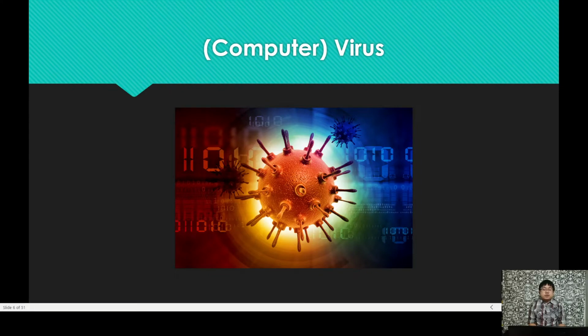So here is a computer virus. It doesn't really look like this. It looks more like a file. It's similar to a biological virus, but a computer virus infects the electronic, while a biological virus infects a biological species or life form.